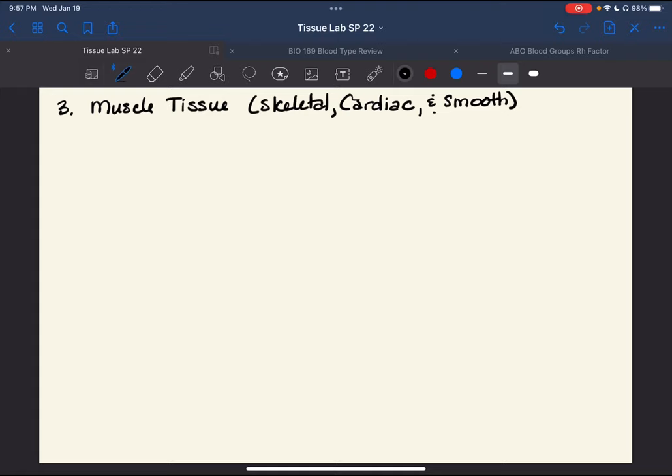There are three types of muscle tissue. You'll see here are skeletal, cardiac, and smooth. We're going to go over each one of them and draw them and just put some details with each of these muscle types. So let's do the first one. This is skeletal.